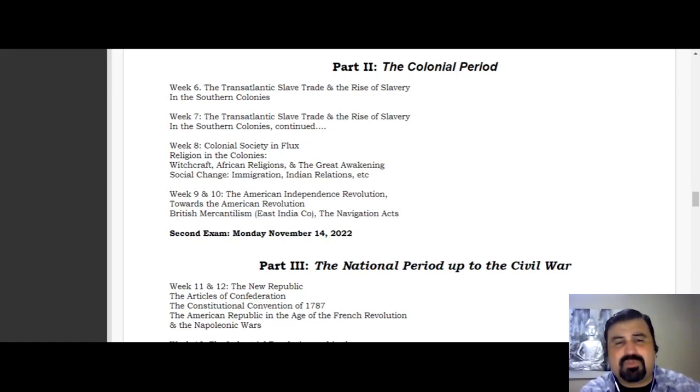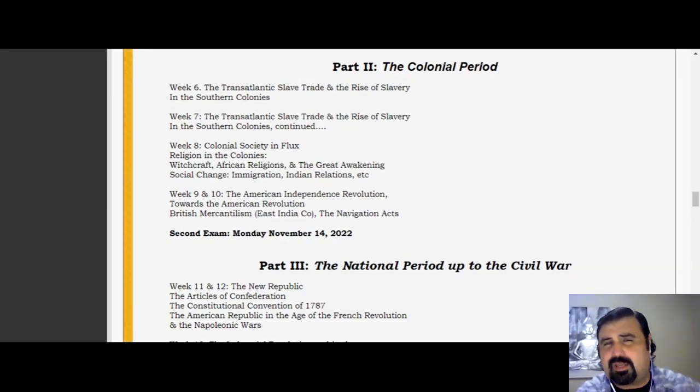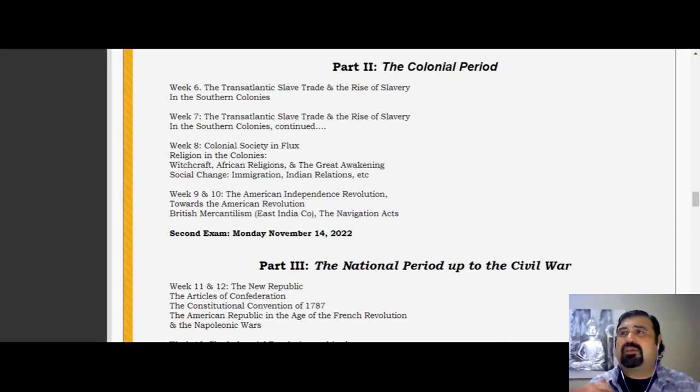When you move into part 2, you say, well, the second exam is not due until November 14th. So I should be reviewing the slave trade as soon as I turn in the first exam. Well, I'm supposed to be moving into the fourth topic of the semester, the slave trade. And then you have colonial society in transition, which is a very fascinating topic, by the way. This is where I talk about the conversion of the Native Americans, the conversion of the African slaves to Christianity and the like. Again, very interesting. And then the American Revolution.